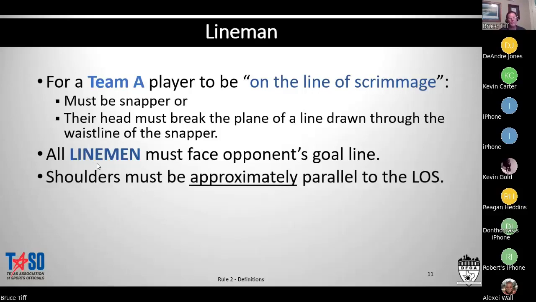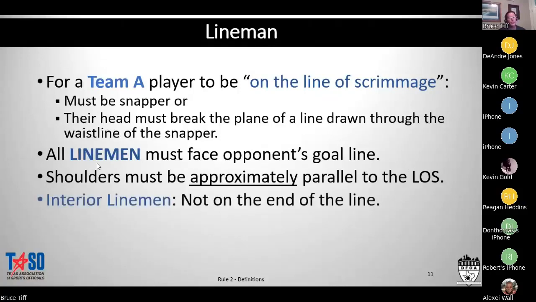Shoulders must be approximately parallel to the line of scrimmage. And I say approximately. We're not going to get rulers and T-squares out there, but we want them to be predominantly parallel to the line of scrimmage. We'll talk about what to look for with respect to that in some of the upcoming training sessions, because it's important. There are some techniques that some linemen try that really push the boundaries on this to give them an advantage. We'll talk more about those later. An interior lineman is just somebody who's not on the end of the line. They're a lineman, but they're just not on the end of the line.